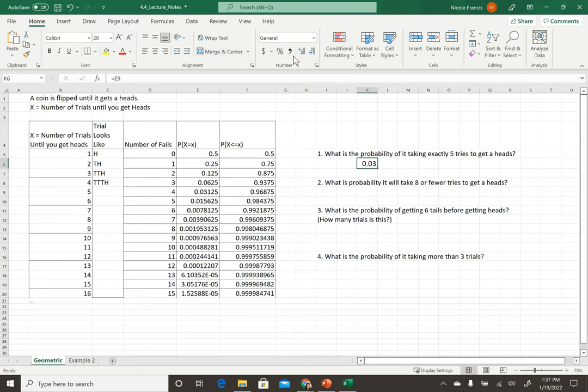You guys can see that. And let's give that a few more decimals. Oops, that's the wrong way, isn't it? I always go the wrong way on those. All right. So the probability of it taking exactly 5 tries to get a head is about 0.03125.